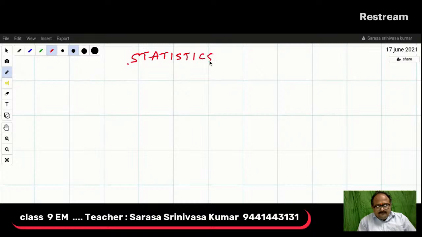Statistics, class 9. Students can refer to page number 190.